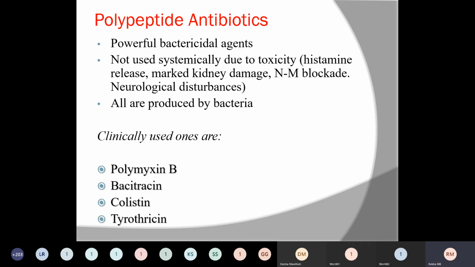Next, we have polypeptide antibiotics. Now, this group of antibiotics, they are powerful bactericidal agents. They are not absorbed orally, but you cannot give them systemically because they are highly toxic. So usually we are using it only for topical purpose and for local actions. This includes polymyxin B, bacitracin, colistin, and tyrothricin. The major toxicity of this group of drugs include nephrotoxicity, neuromuscular blockade, and neurological toxicity.